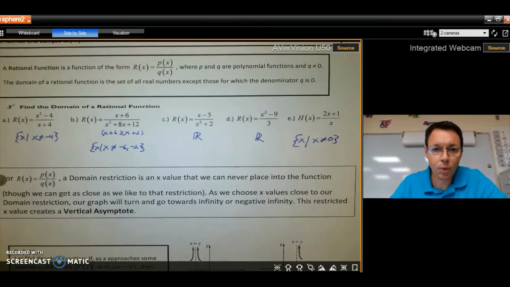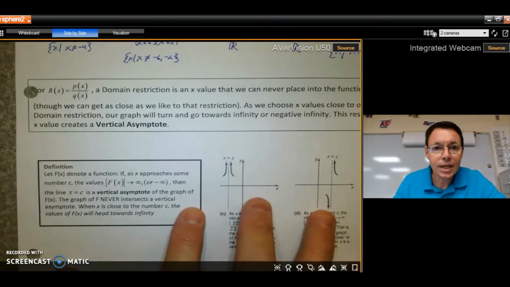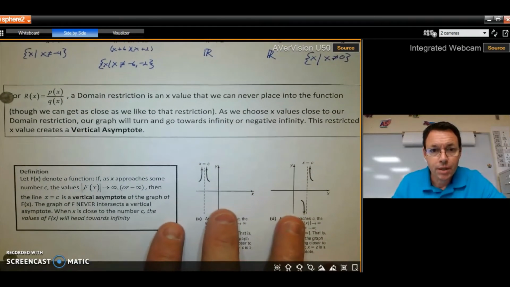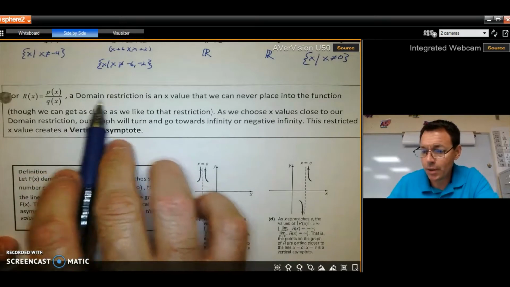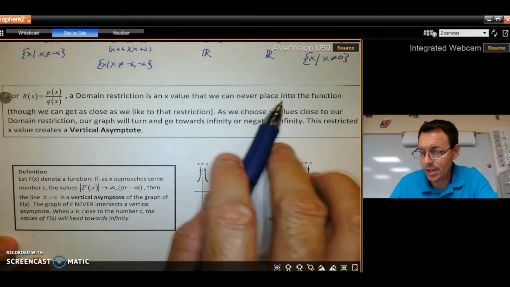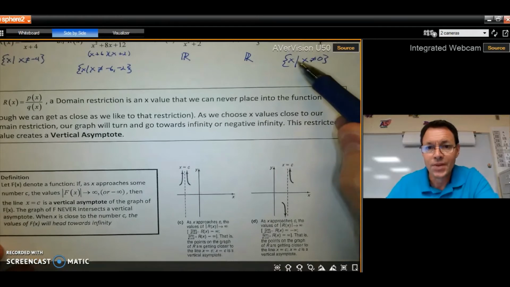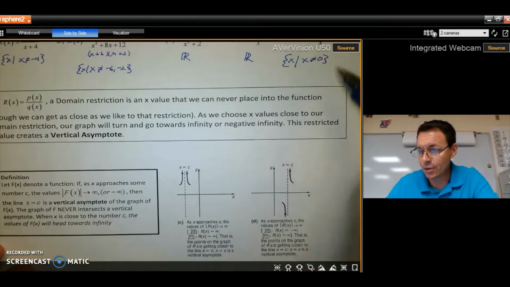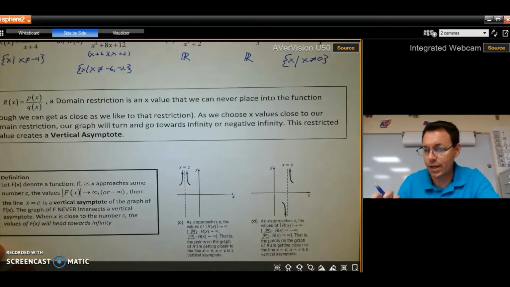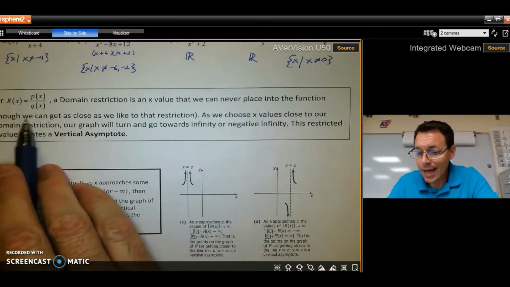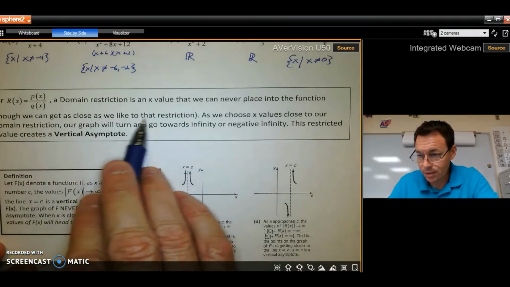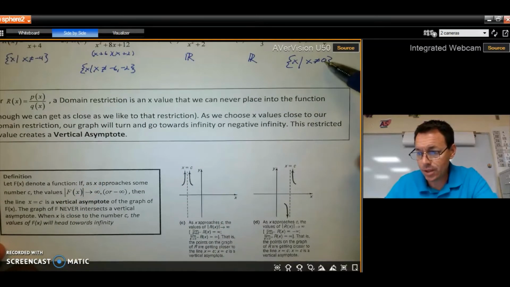Okay, so this is important that you can find the domain of a rational function, because if you have a domain restriction, let me just take a look at this. A domain restriction is an x value that we can never place into the function. So like for that last one, x can never equal 0. I am not allowed to put a 0 into this function as far as x values go. Now, we can get as close as we want to that restriction. So x can't equal 0, that's fine, but x can equal 0.1 or 0.0001. We can get as close as we want to 0, we just can't equal 0.